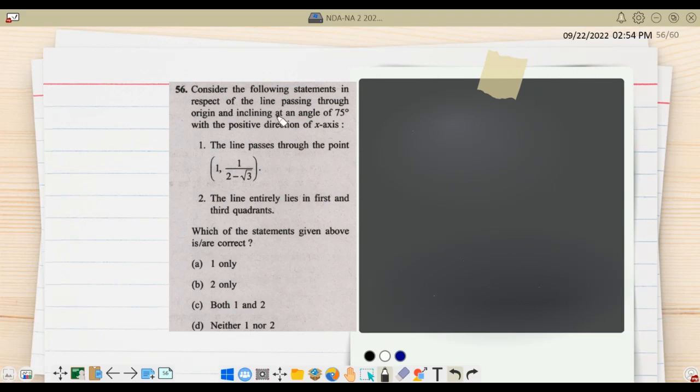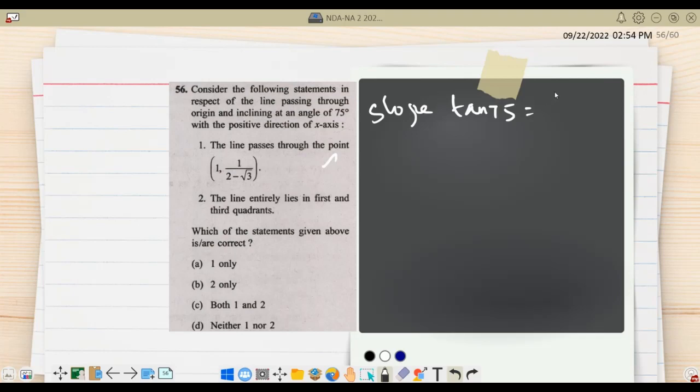Line passing through the origin and inclining at an angle of 75 with the positive direction of x-axis. The line passes through the point this. So we need to check if this statement is true. Inclination of 75 with the positive direction of x-axis means the slope of the line is going to be tan 75. So tan 75 is 2 plus root 3.